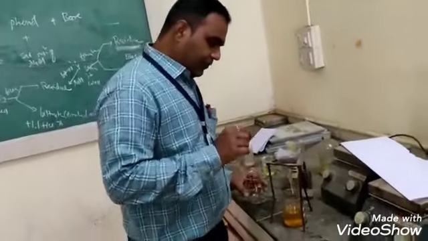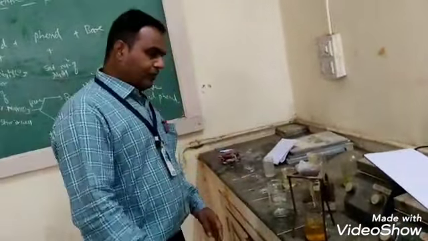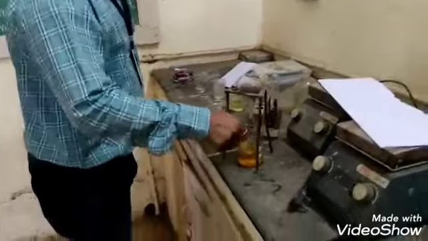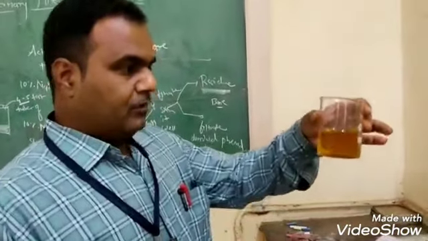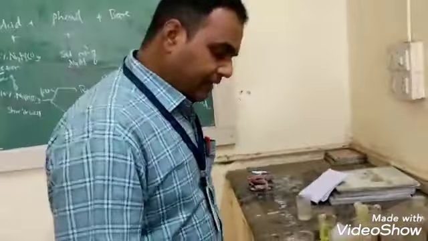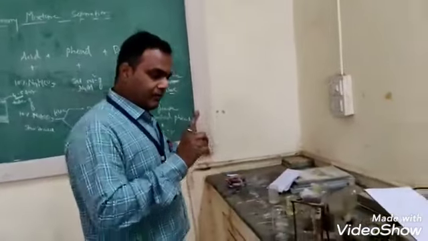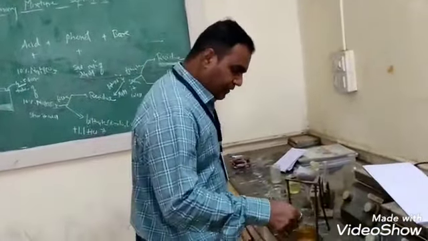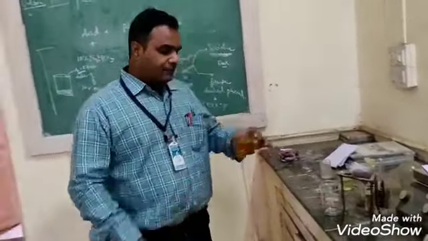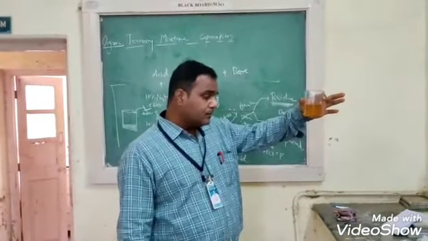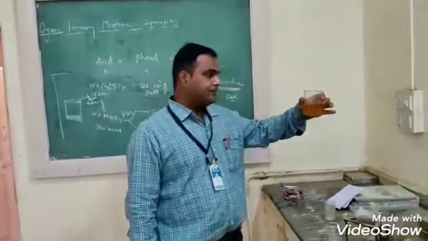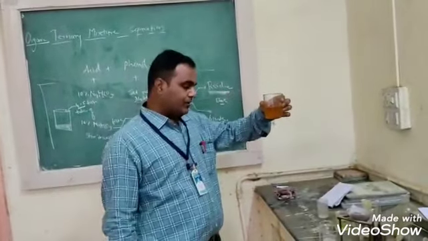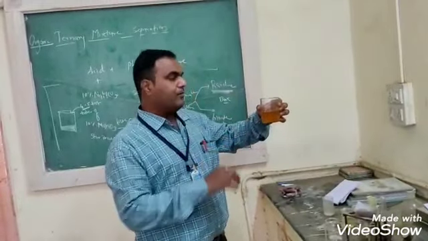Now see friends, after the complete filtration, the solution is divided into two parts. One is the filtrate, which is nothing but the acid dissolved in 10% sodium bicarbonate, and the residue present on the filter paper contains the two components, the base and the phenol. For the precipitation of this acid, we have to add 1:1 HCl to this solution. After the addition of 1:1 HCl, a white precipitate of the acid is formed.